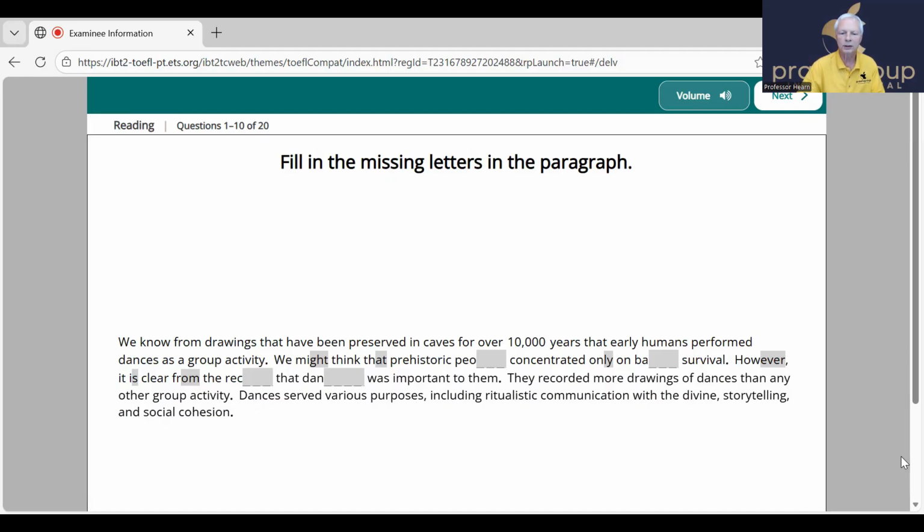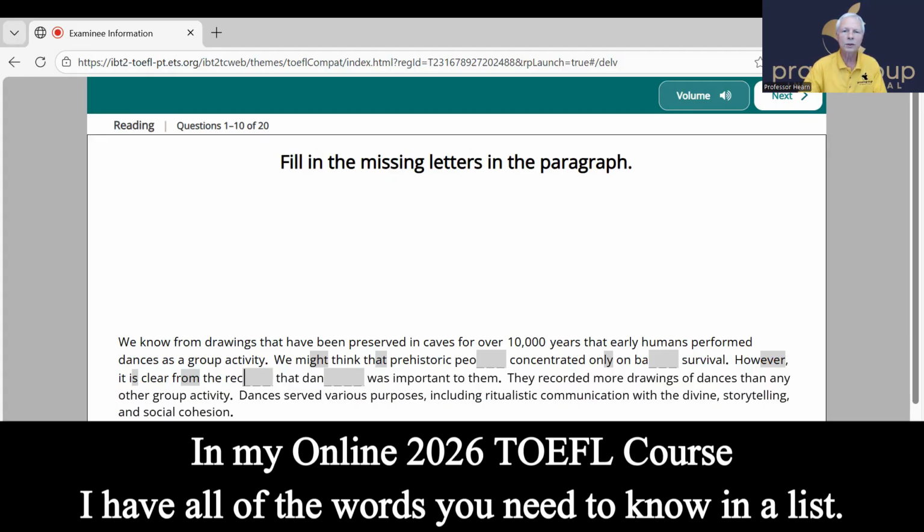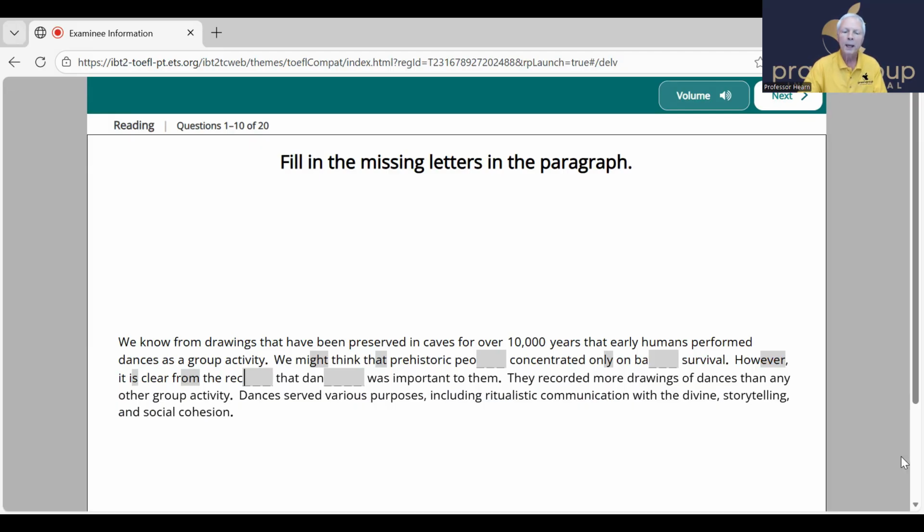We've answered 6 of the 10 questions. And this should have only taken you a few seconds. If it didn't, in my online TOEFL course, I have a list of all of the words that you could have on this passage, and it's easy to fill in the words when you know what they are.